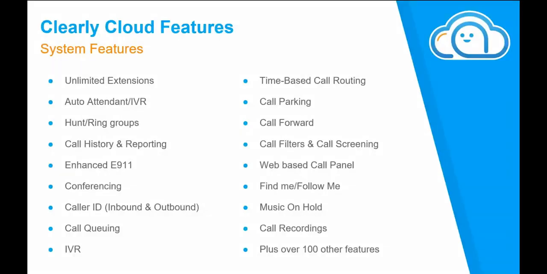So in focusing on the needs of small businesses, but really all sized organizations, ClearlyIP has created a product that offers practical and dependable features such as time-based call routing, auto-attendant IVR, enhanced E911, a web-based call panel, as well as the features and functionality you're already familiar with, like call parking, call forward, call history and reporting, conferencing, caller ID, inbound and outbound, music on hold, plus over 100 other features.